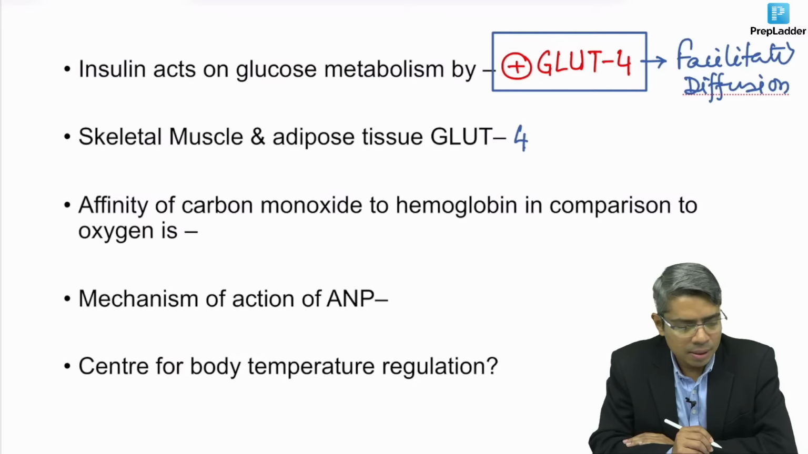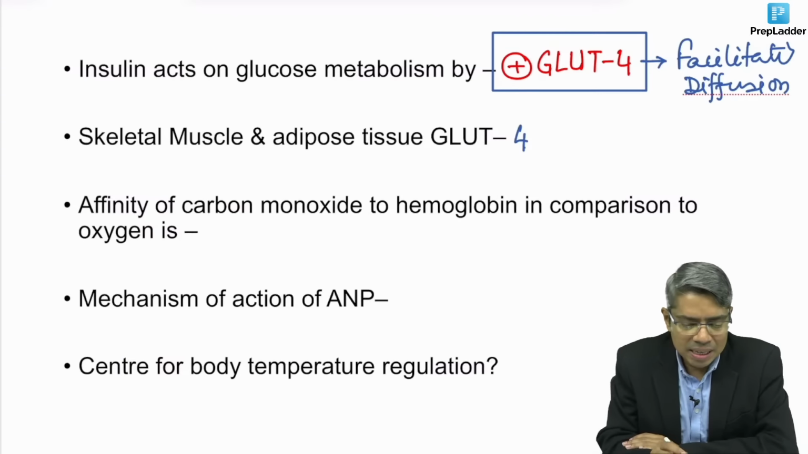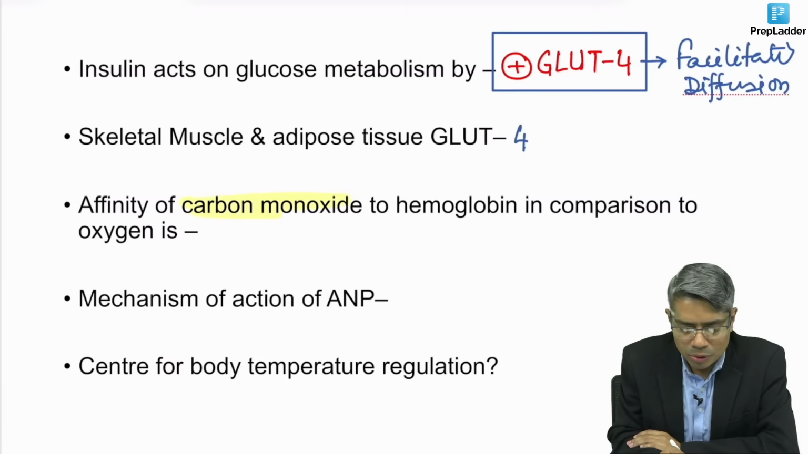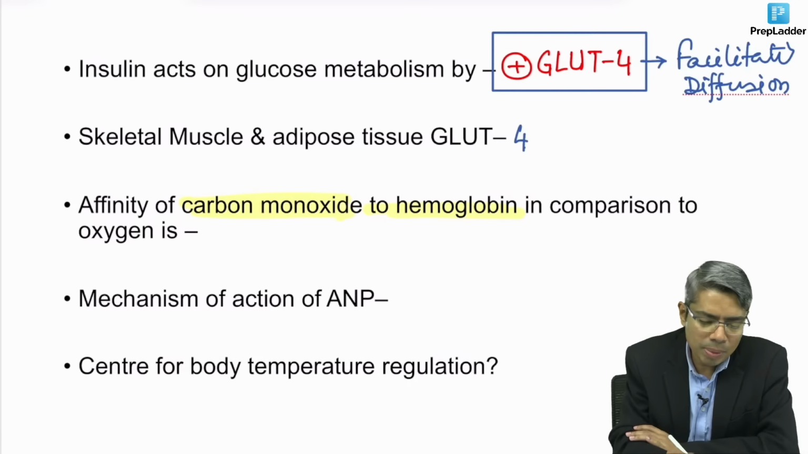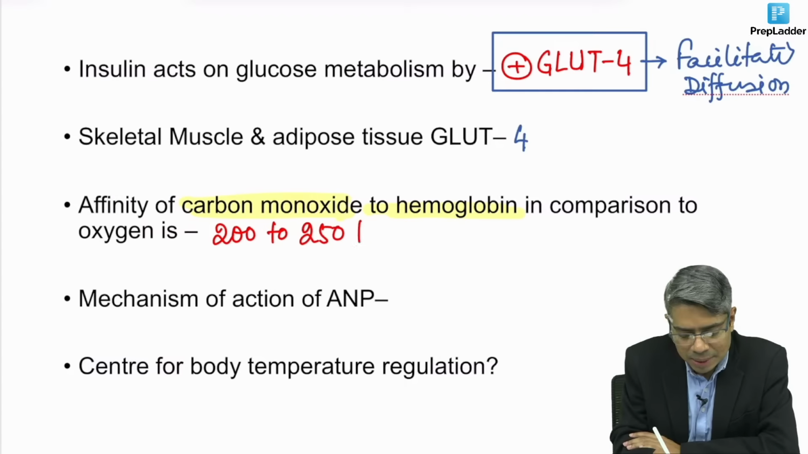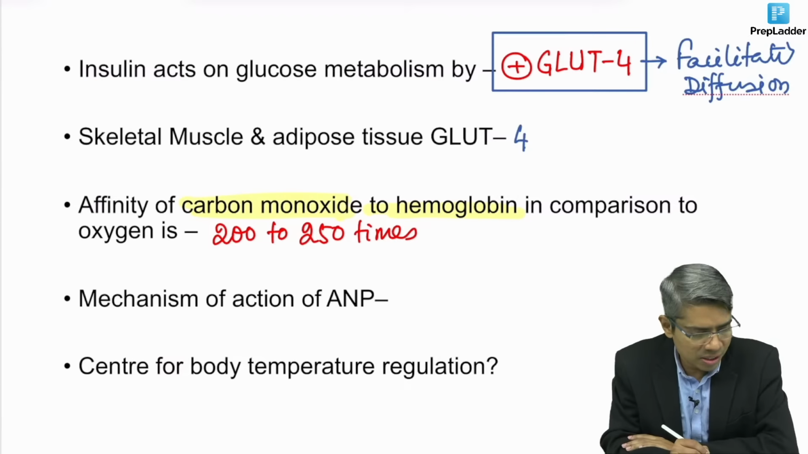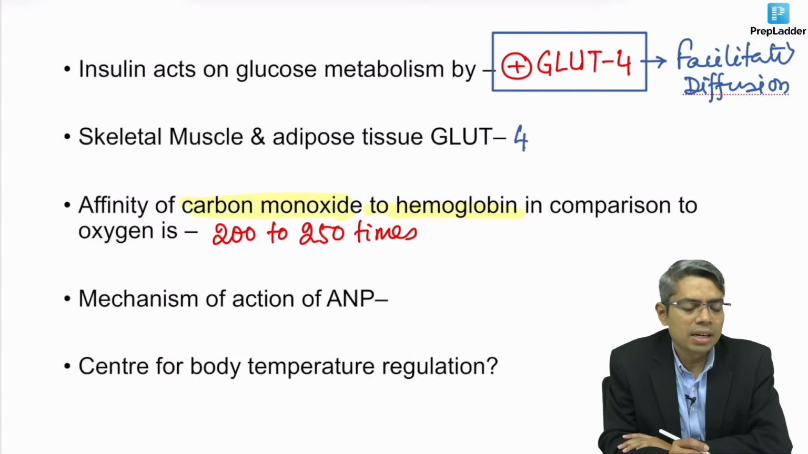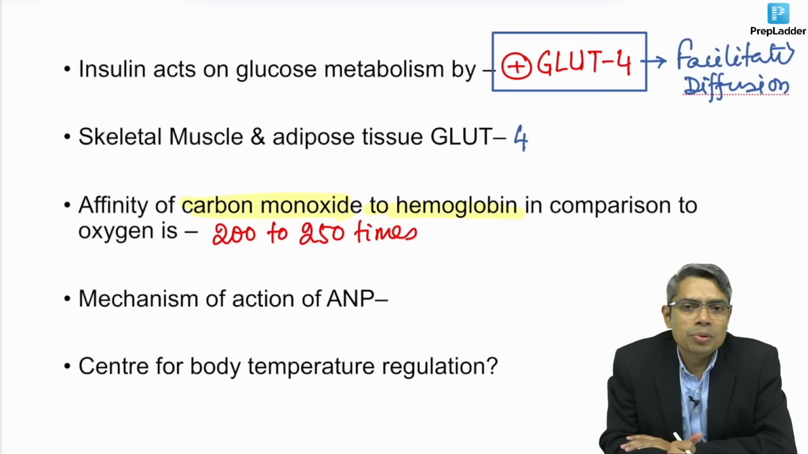Now, the third one: affinity of carbon monoxide to hemoglobin in comparison to oxygen. How many times? This is 200 to 250 times. Some of the books say 260 also, but this is 200 to 250. Generally, most of the Indian textbooks have given 250 times, but some books also say 200. So 200 to 250 is good enough to remember.